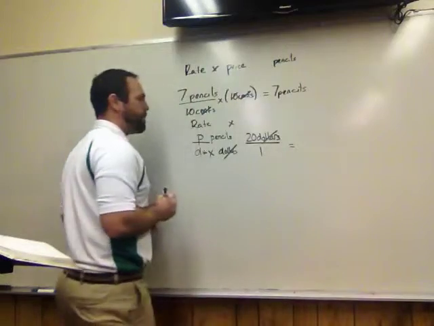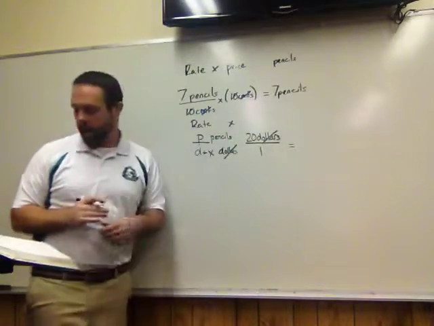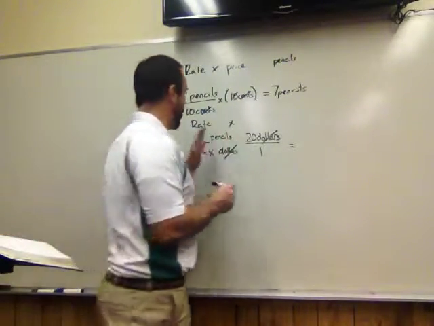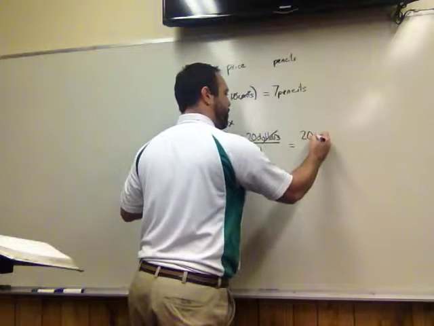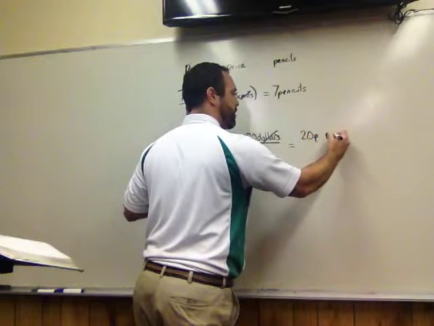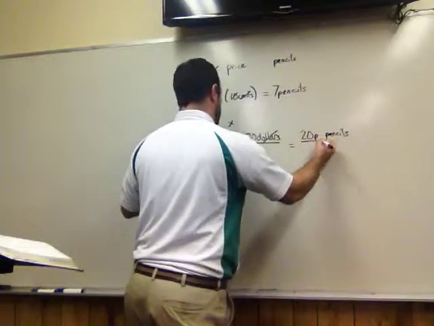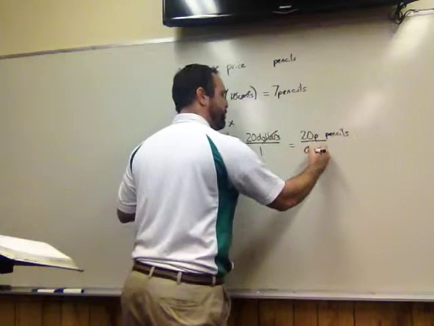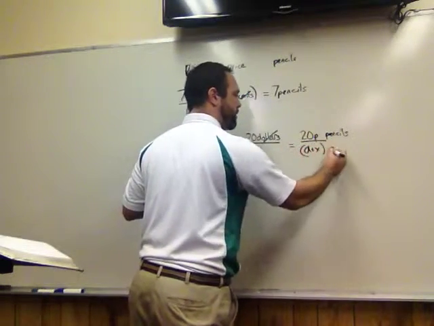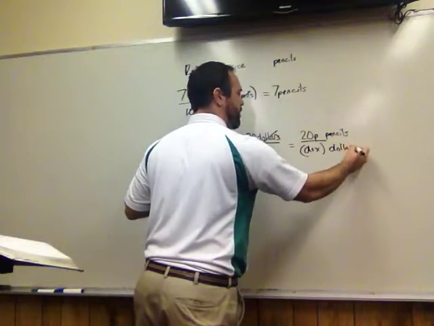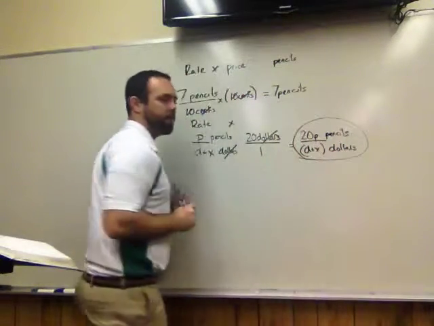We figure out how many pencils we could purchase, and so we're just going to multiply 20 times P, variable P, so 20P pencils over D plus X, and I'll put that in parentheses, D plus X dollars. And that's my answer to example number 1.